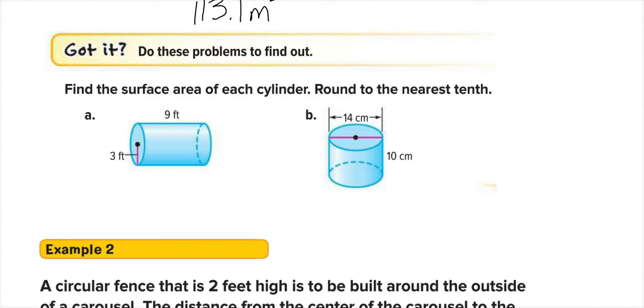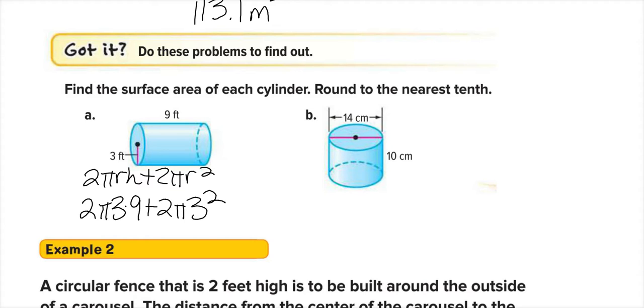Okay, let's go ahead and take a look then. So again, we got 2 pi r h plus 2 pi r squared. So 2 pi, the radius is 3, so 3 times 9 plus 2 pi 3 squared. Okay, so 2 pi, 3 times 9 plus 2 pi 3 squared. Okay, 226.2. That's feet this time, square feet.